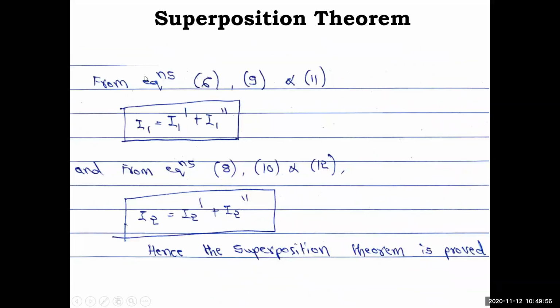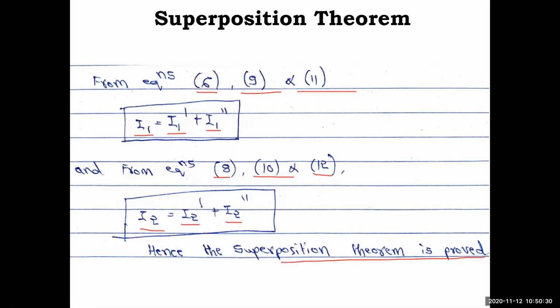conclusion. You can compare whatever you have written so far. Equations 6, 9 and 11 prove that the total current I1 is equal to the response when you made E1 operative plus the response when you made E2 operative, superposed: I1 dash plus I1 double dash. Similarly, with equations 8, 10 and 12, the total I2 current is the response of E1 operative and E2 operative superposed. So this is how the superposition theorem is proved.